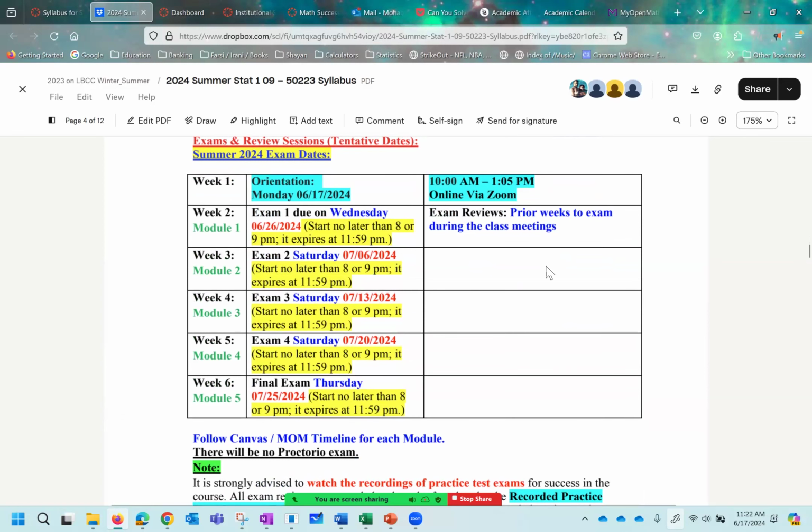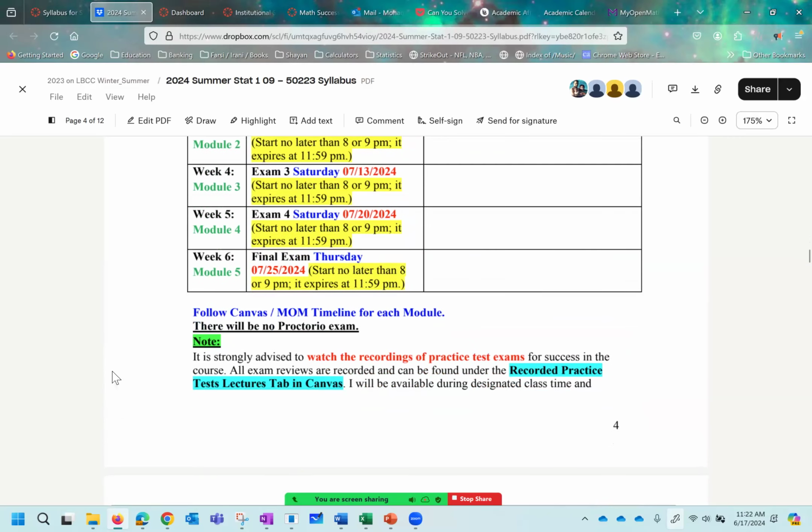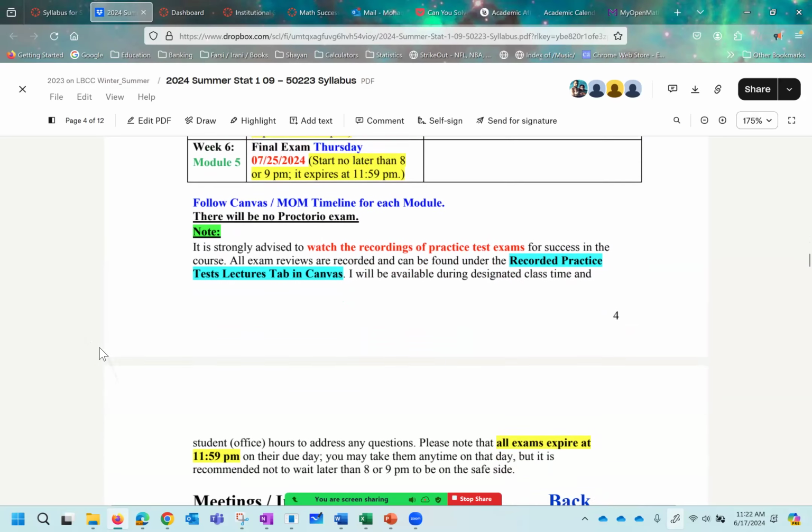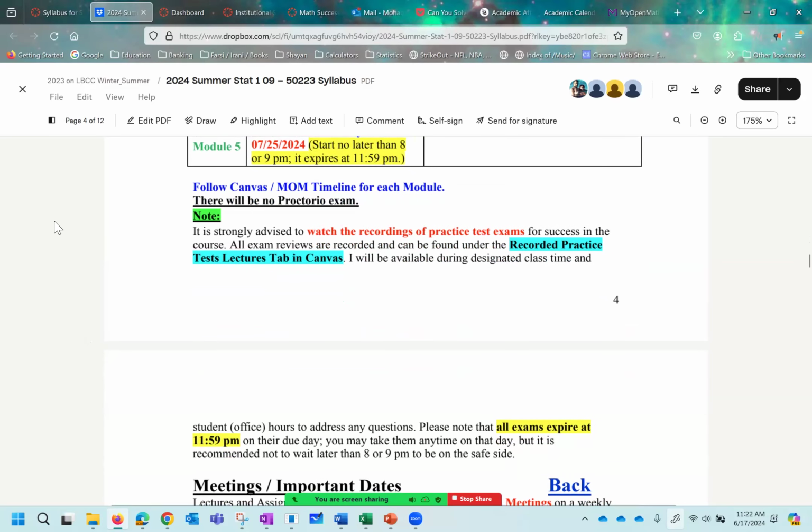So exam review would be prior weeks to exam during the class meetings. Now, what's important to know, there will be no Proctorio exam. It is strongly advised to watch the recording of the practice test exam for success in the course. All exam reviews are recorded and can be found under the recorded practice test lecture tab in Canvas.